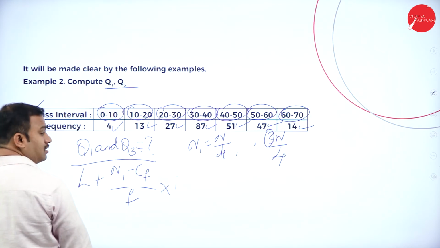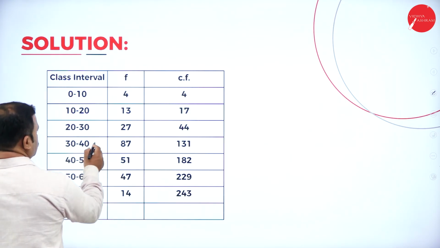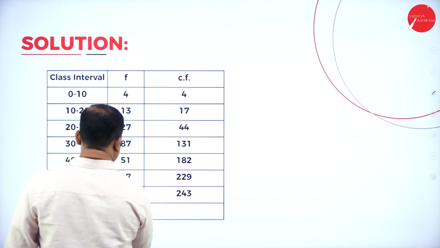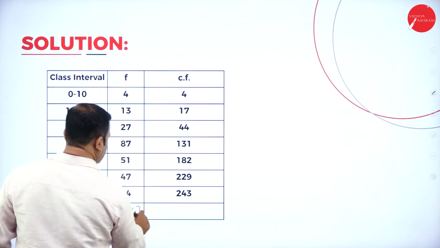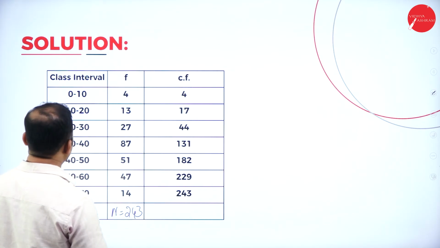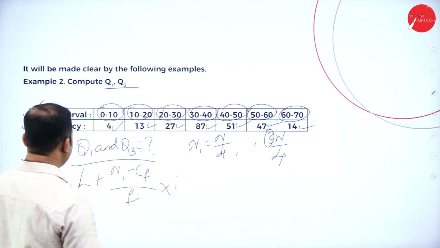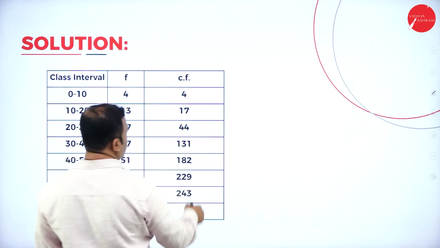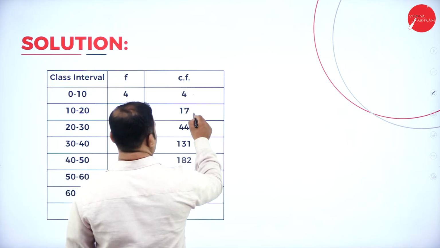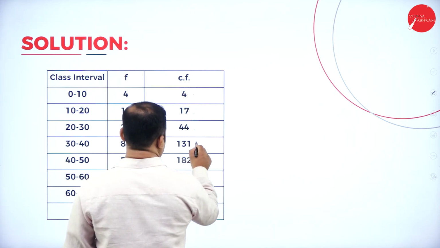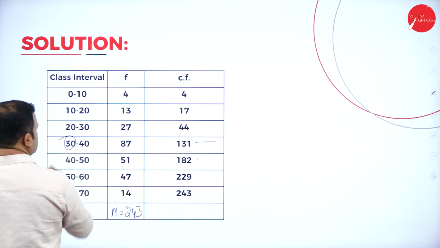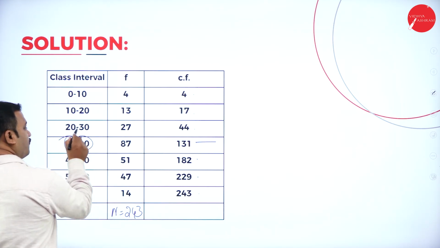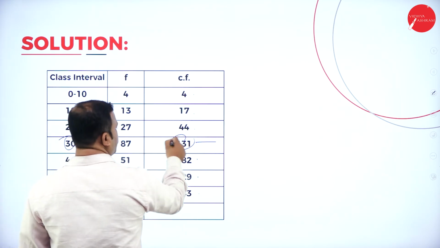If that is the case, we have to find out the value of L. What is the value of L here? You can see here we have 243, cumulative frequency. So N is equal to 243 here. Now we have to find the value of L for this data item. What is the lower limit for this median? What is the median value? That is 1, 2, 3. We have the middle item. The lower limit is equal to 30. The frequency is 87. The upper limit is 40. Cumulative frequency is 131.